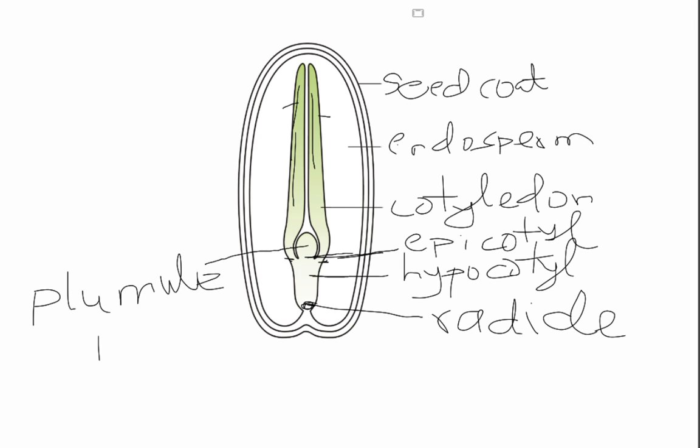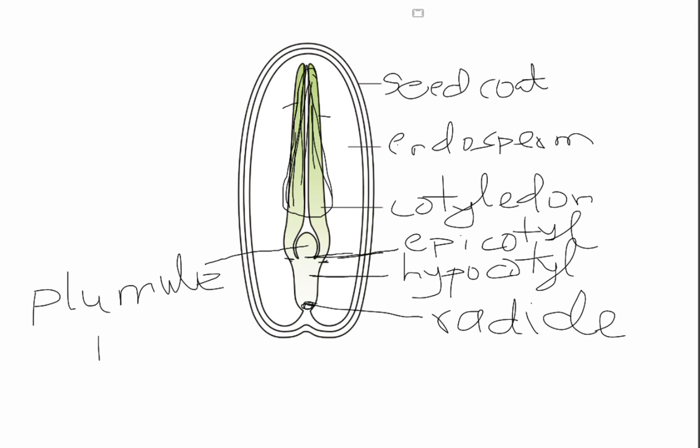But in a monocot, you won't find two. You would find only one large cotyledon. In a monocot plant like the seed of a maize, a corn, this is what you find, one large cotyledon.